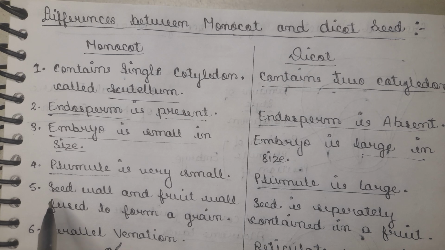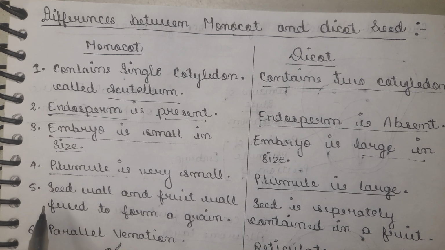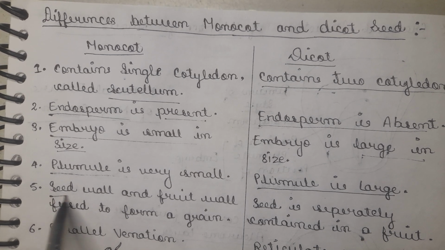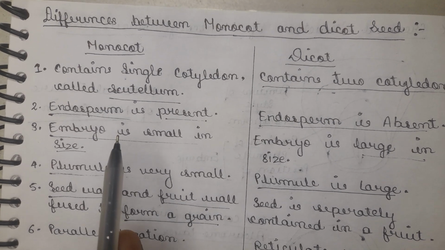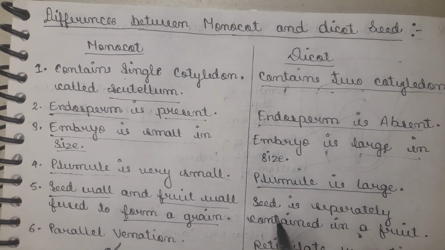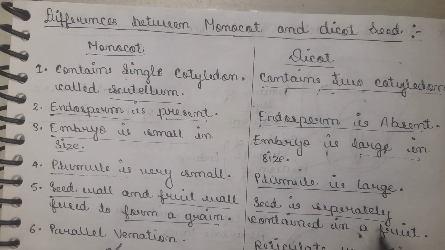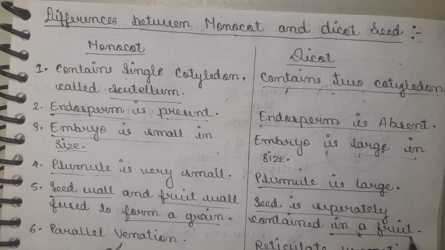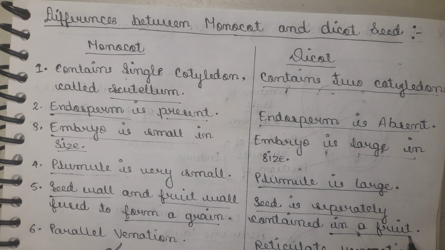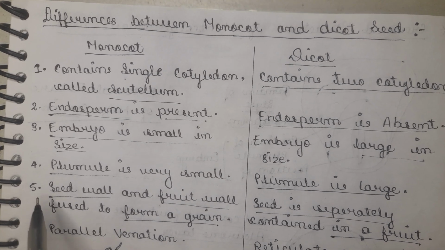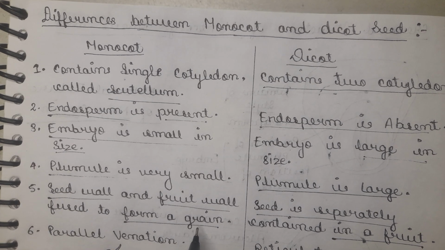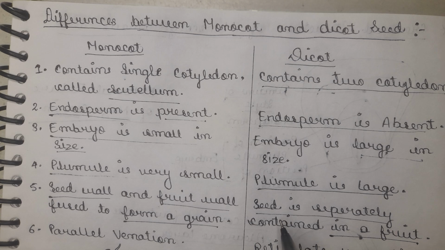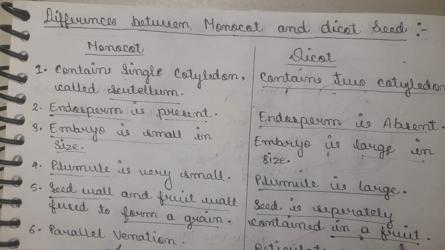Now the fifth point says that the covering of the seed, basically the seed wall and the fruit wall, get fused to form a grain in the monocot. In the dicot, the seed is separately contained in the fruit. If you peel the fruit, you will find seeds inside it. So in the monocot, the seed wall and the fruit wall get fused to form a single grain, and in the dicot, the seeds are found inside the fruit.